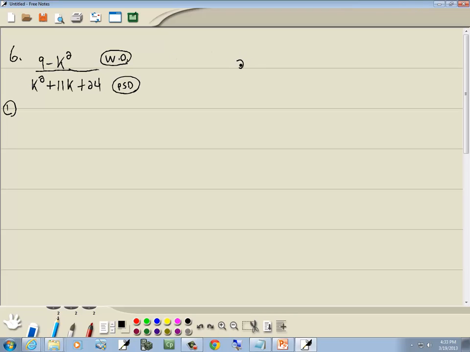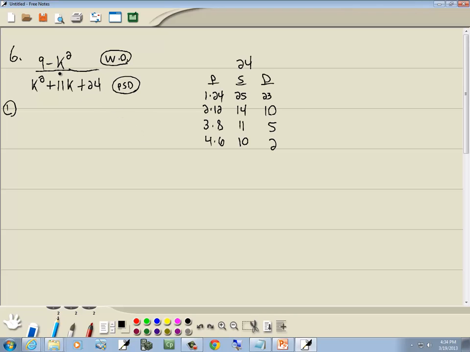Well, the PST, we take the number at the end, 24, ignore signs, and come up with our three columns. All the products give us 24. We got 1 times 24, 2 times 12, 3 times 8, 4 times 6. In the S column, we add them together. 1 plus 24 is 25, 2 plus 12 is 14, 3 plus 8 is 11, 4 plus 6 is 10. Difference column, we subtract them. 24 minus 1 is 23, 12 minus 2 is 10, 8 minus 3 is 5, and 6 minus 4 is 2.